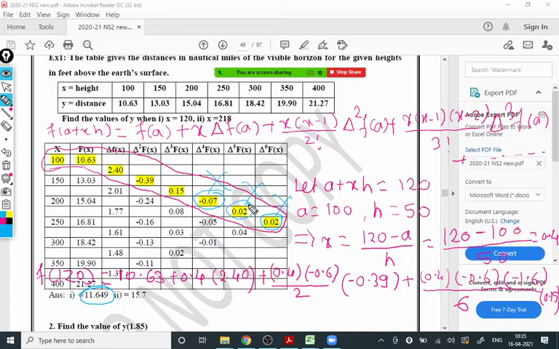So indirectly we are predicting the value of f of x at 120 by the method of interpolation, where we are actually approximating the function by an algebraic polynomial.